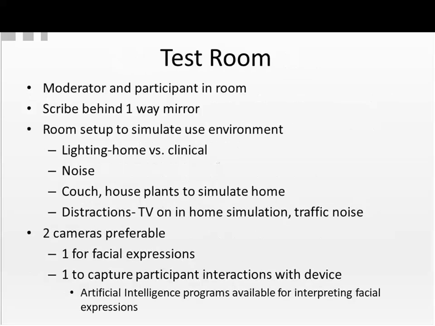Now, the test room. You have the monitor and you have the participant in the room. You would have a scribe behind a one-way mirror. The room will be set up to simulate the use environment. Factors such as lighting and noise we take into consideration. If you're simulating a home environment, you might want to put in a couch, some house plants, a TV. You might then have the TV on to simulate TV noise. You might simulate traffic noise.